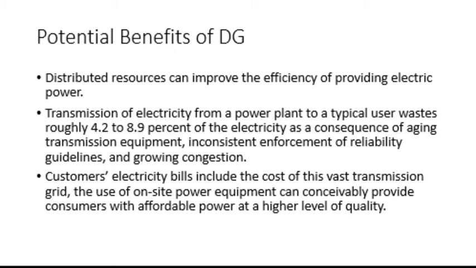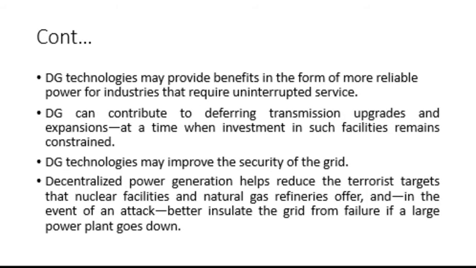The next point: consumer electricity bills include the cost of the vast transmission grid. The use of on-site power equipment can conceivably provide consumers with affordable power at a higher level of quality. If you are using distributed generators, the customers' electricity bills will also decrease, because your bills include the cost of transmission line wires and conductors, which will be completely eliminated, and it will provide affordable power with higher quality.